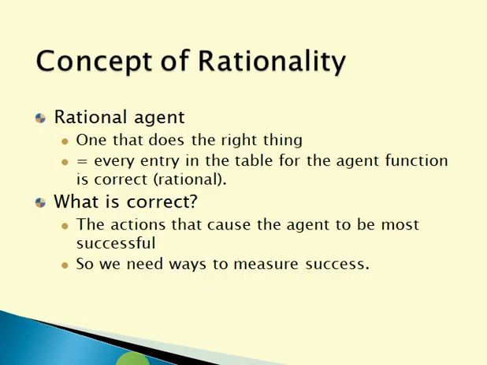Concept of rationality. A rational agent is one that does the right thing. Every entry in the table for the agent function is correct, that is rational. Which is correct? The actions that cause the agent to be most successful. So we need ways to measure success.